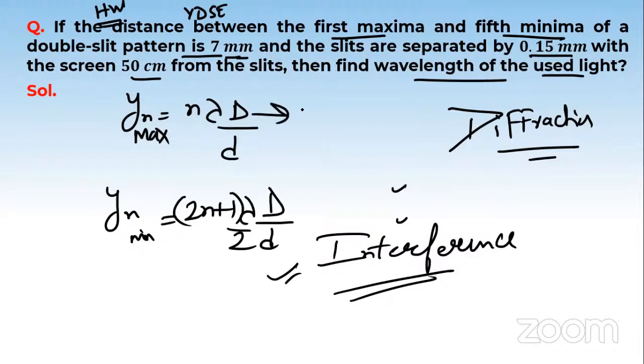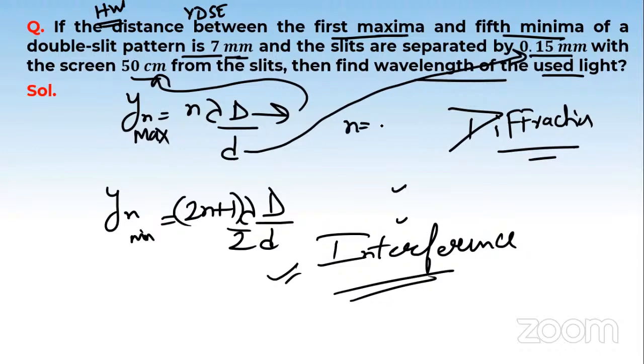D is the distance of the screen from the slits. Small d is the distance between the slits. And you have to find the wavelength of light. So what do you need to do? Just put the values. For the first maxima, you have to put the particular fixed number corresponding to it, and for the fifth minima, you have to put the number corresponding to that. Then subtract these two, and put it equal to 7 millimeter. Then you will get the lambda. So this is the hint I have given you. Please use this hint, solve it and come to the next class.